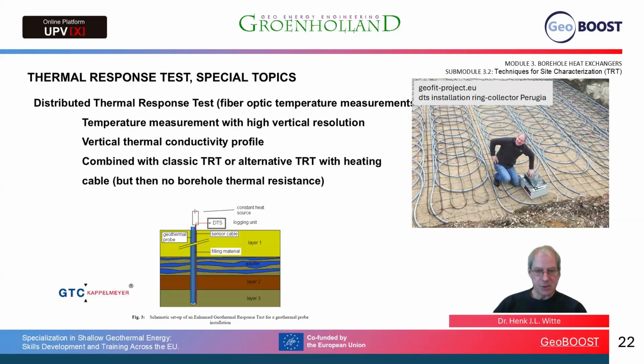Other possibilities, this uses fiber optic distributed temperature sensing to measure the temperature response of the ground at different levels. You can see the little black curves that are the fiber optic measurement cables. We can also use this in a typical vertical borehole and get an estimate of the vertical distribution of the thermal conductivity. We can combine this with a classical thermal response test, being a borehole heat exchanger where the fluid is circulated, or we can use it with a heating cable, but with the heating cable, obviously, we don't get any value for the borehole thermal resistance.